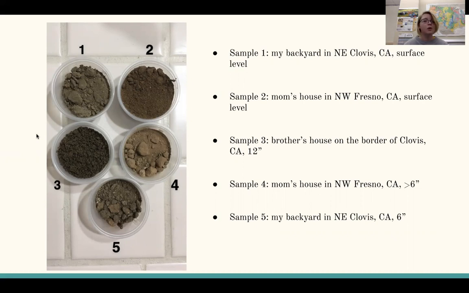Sample 4 is a deeper sample of my mom's soil, taken at around 6 inches below the surface. And sample 5 is another deeper sample of the soil in my backyard at around 6 inches below the surface.